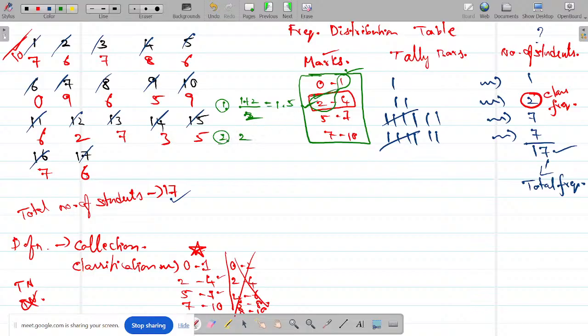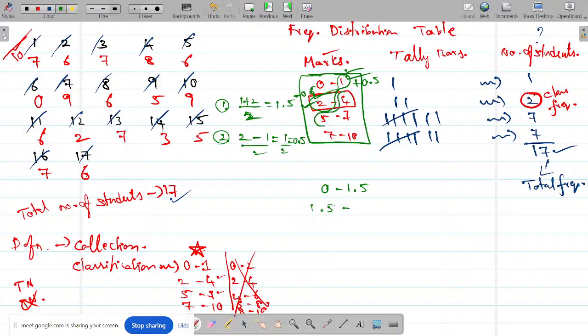2. What is this value? 1. 2 minus 1 is 1. Divide by 2, which is 0.5. To this, I'll add 0.5. To this, I'll subtract 0.5. So, I'll get 1.5 and 1.5. So, my first class interval will be 0 to 1.5. The second one will be 1.5 to... again the problem arises.